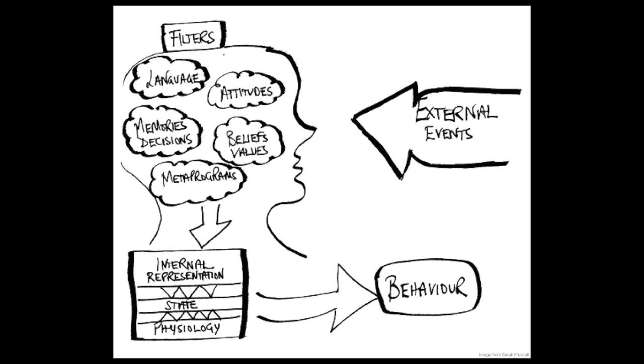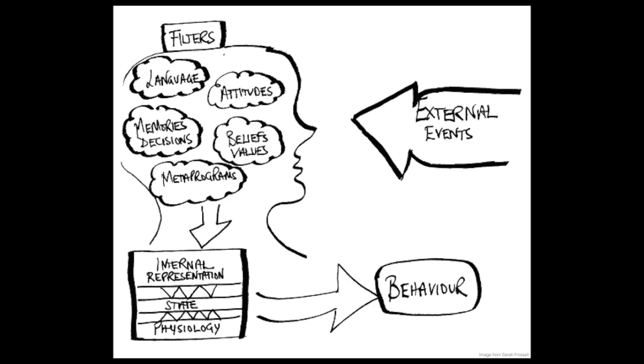So as you can see here, we've got language, attitude, memories, decisions, beliefs, values, metaprograms, and internal representation. That's all that means, our internal representation. And therefore we create a state and our physiology goes into something, and therefore the behavior comes out.